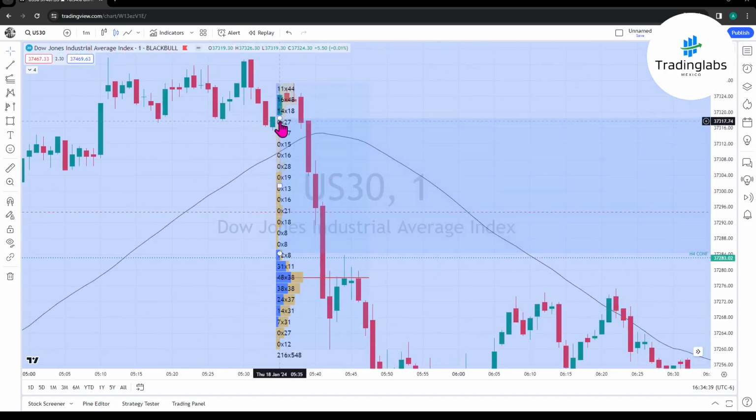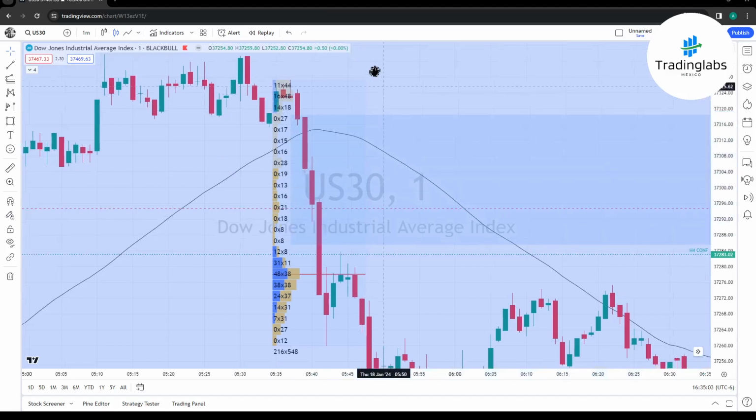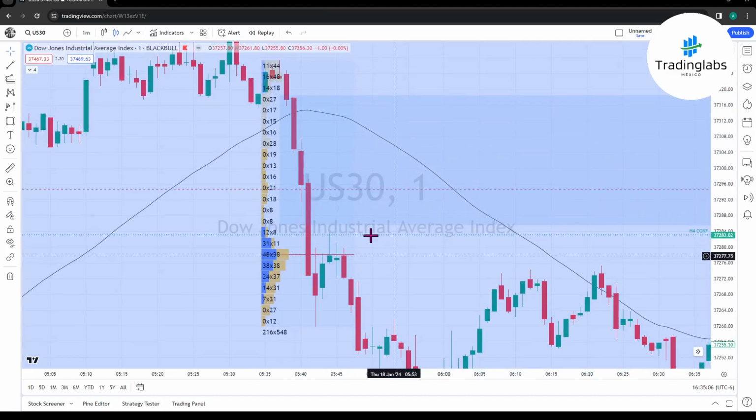We see from here to here, it's zero, zero, zero, no buys, only sells, only sells. So from here to here, we have the exact gap, or fair value gap, or imbalance, or whatever you want to name it. Okay, so we have that gap.